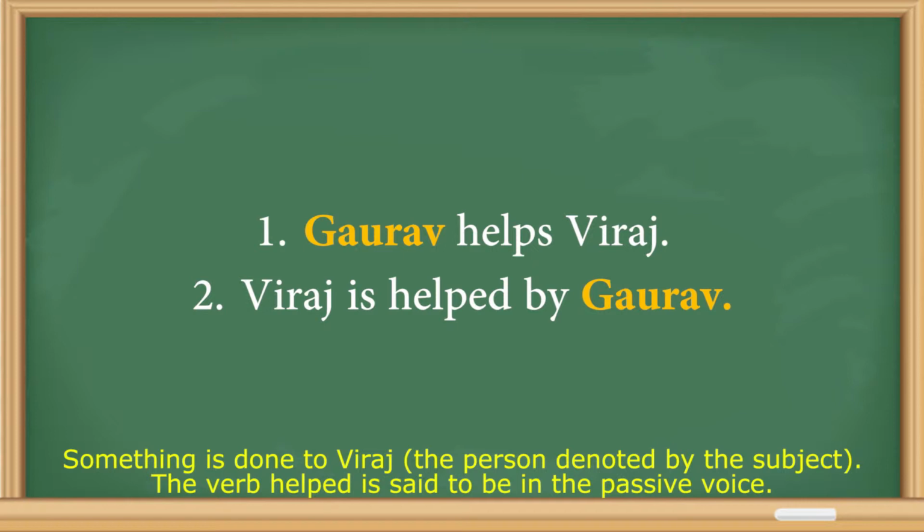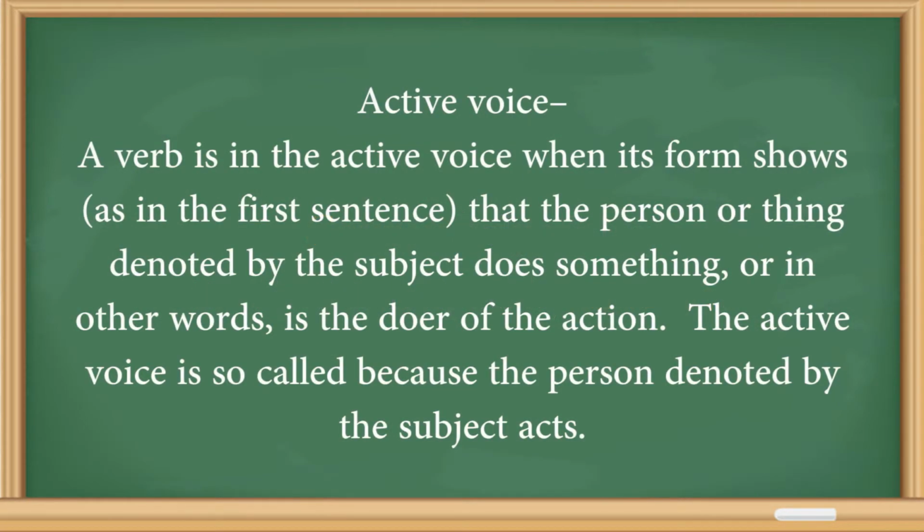Let us see the definitions. Active voice. A verb is in the active voice when its form shows, as in the first sentence, that the person or thing denoted by the subject does something, or in other words, is the doer of the action. The active voice is so called because the person denoted by the subject acts.